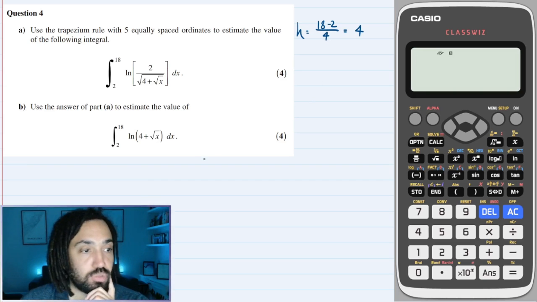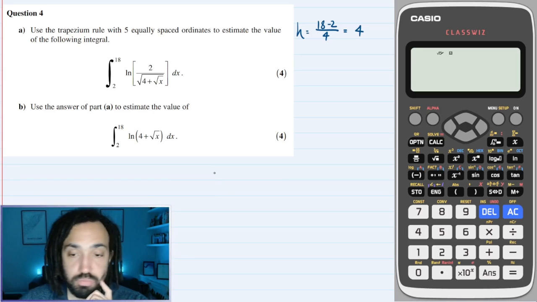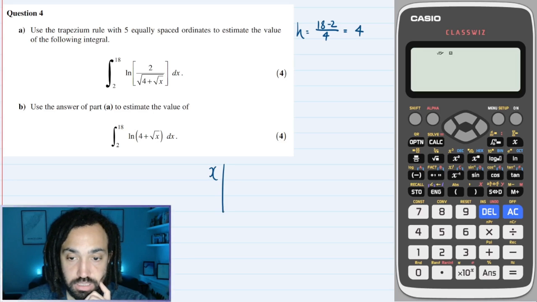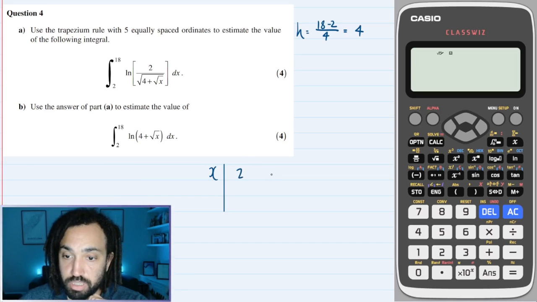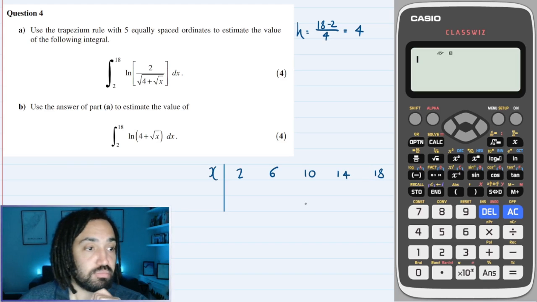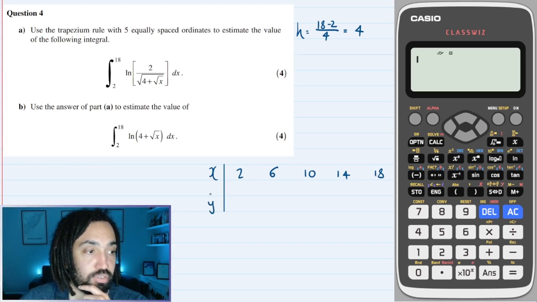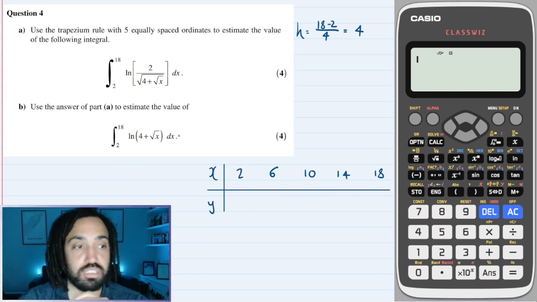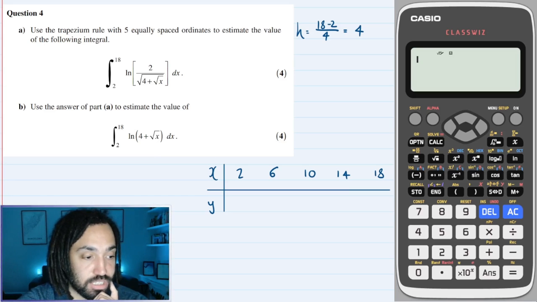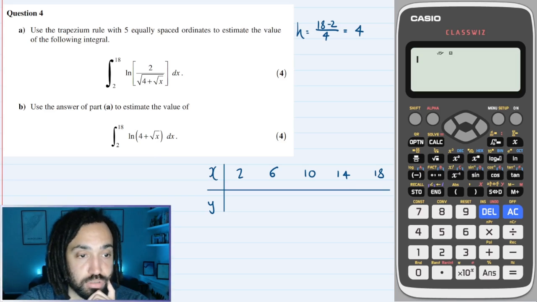So what I'm going to need is a table where we'll have x, and the first one will be at 2, and then at 6, and then at 10, 14, and 18. And we'll have a y value for each of those. And what we can do is use the table function on our calculator, so that's what the calculator is there for.